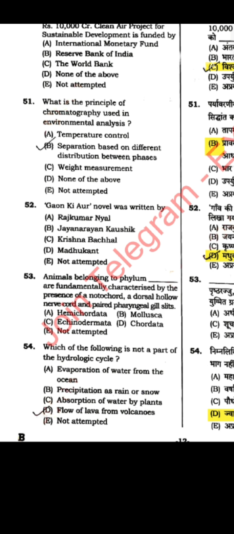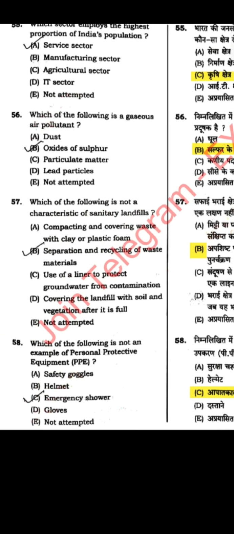The novel Gaon Ki Aur is written by Madhukant. Which sector employs the highest proportion of India's population? Agriculture. Which of the following is a gaseous air pollutant? Particulate matter is not it, but oxides of sulfur.